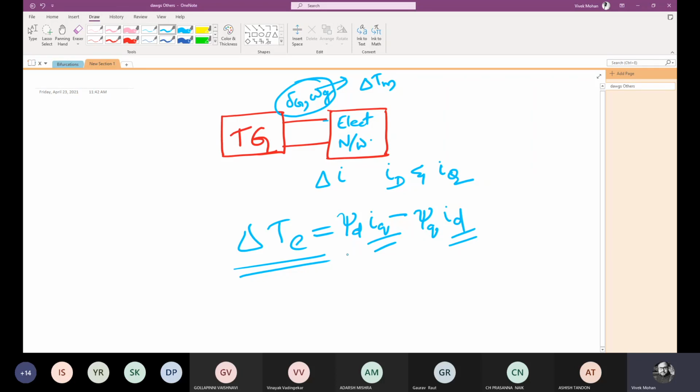Changes in the electrical network affect these variables ID and IQ, which in turn affect psi d and psi q. Okay, psi d and psi q. So this is the interaction between the electrical network and the mechanical system which causes the subsynchronous resonance.